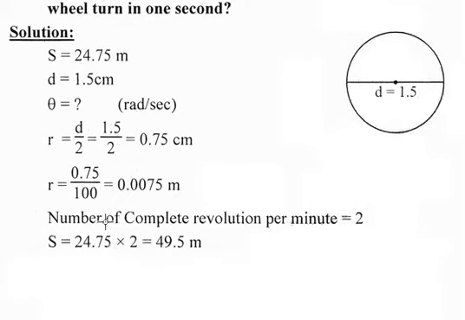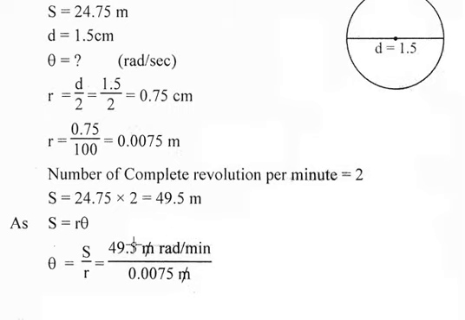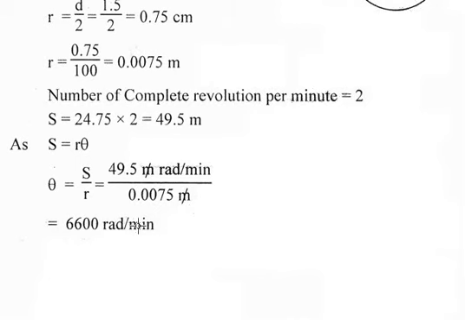Now simply, in S is equal to R theta, we have to find theta, so theta is equal to S over R. Okay, so S over R you can see here. Now S is equal to 49.5 and R is equal to 0.0075 meter. Now meter cancels out and it equals 6600 radians per minute.